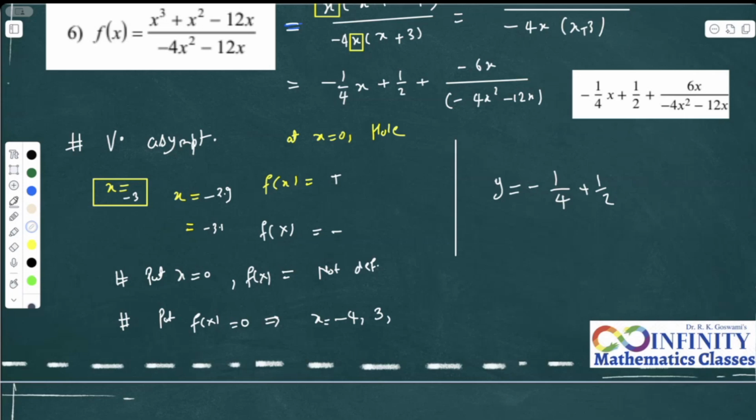You have points -4, 0, and you have points like 3, 0. There is a hole at 0, 0. Am I right? So let me just try to plot all these values. I will be using some other values based on the requirement actually.